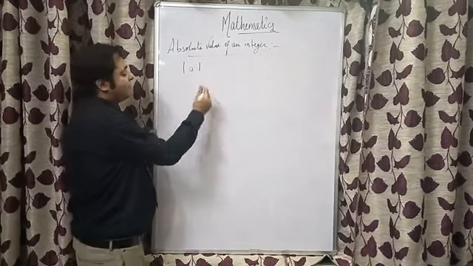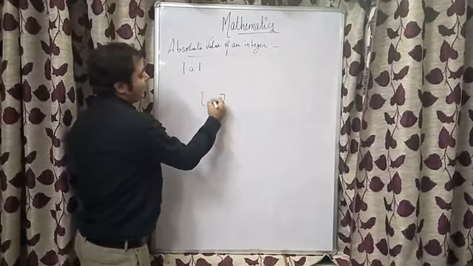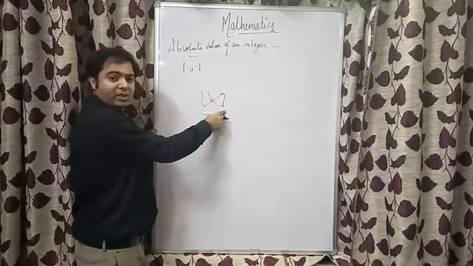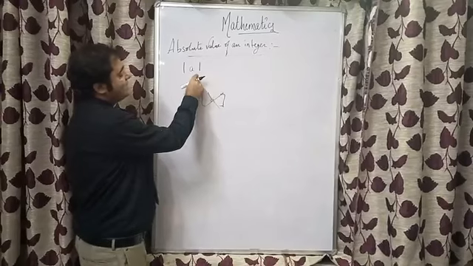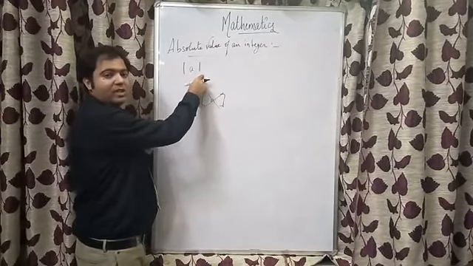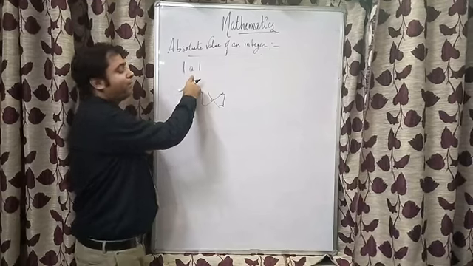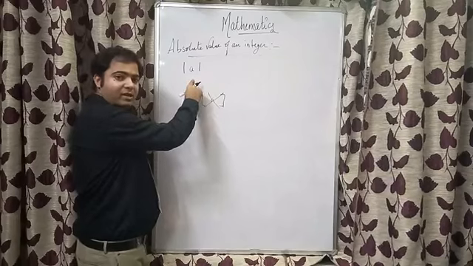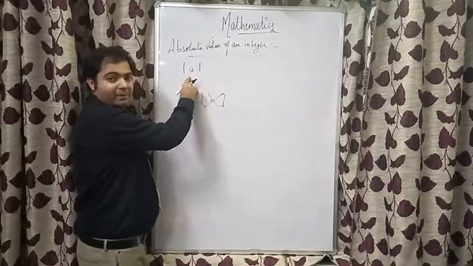Most of the time children get confused and in exam they write like this. This is wrong. This is a square bracket, not modulus. And this is read as modulus of integer a, or simply mod a. Either we can say modulus of a or we can say mod a.